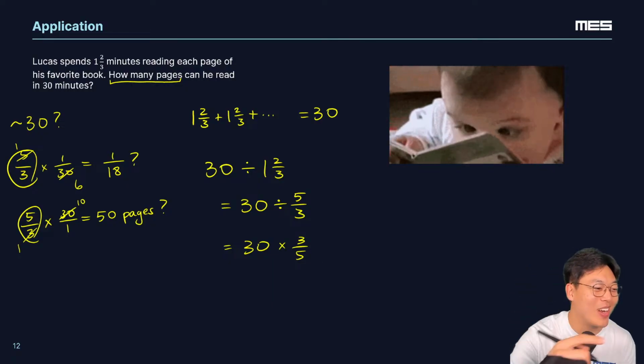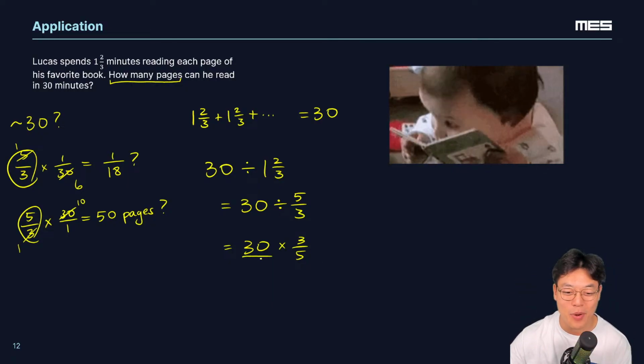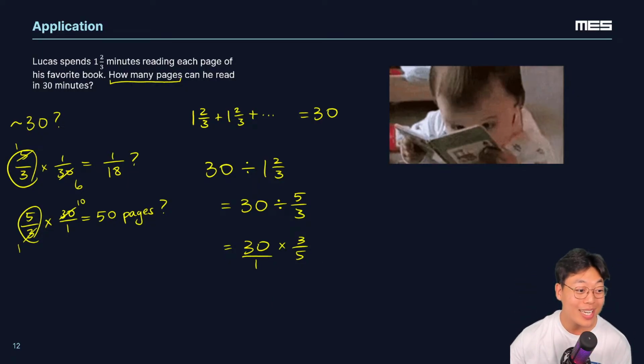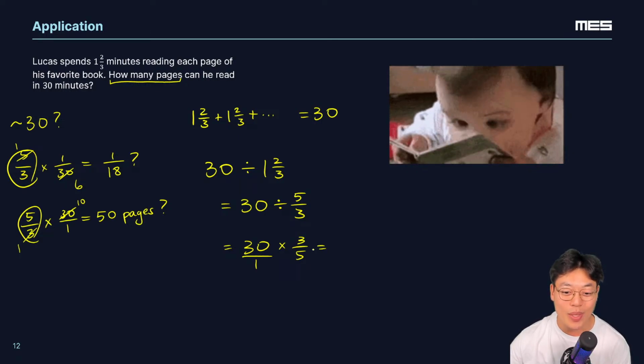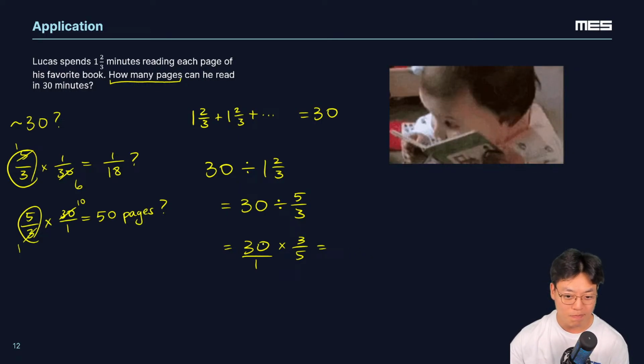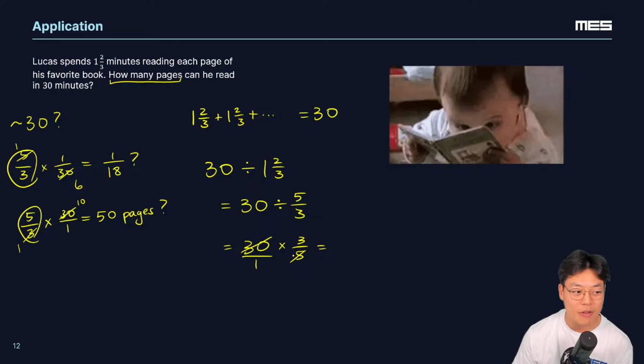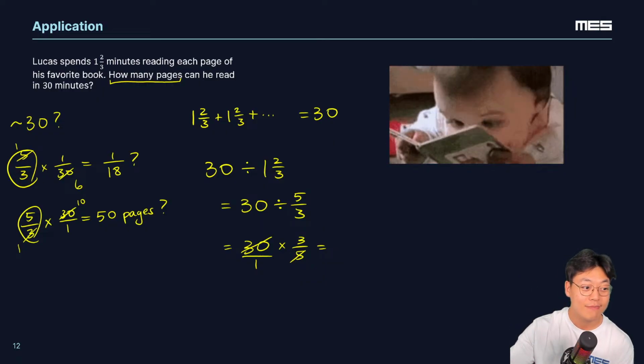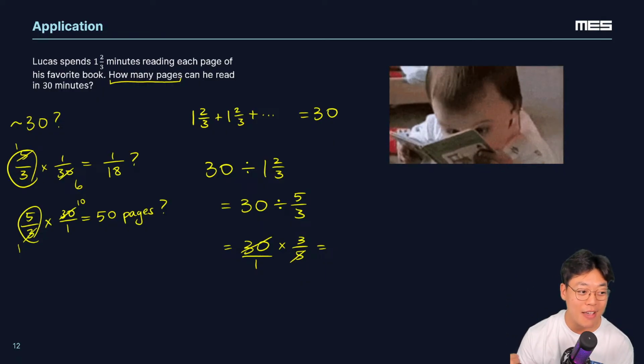Exactly. Great, Max. Great, Chloe. We remember 30 can be rewritten as 30 over 1. So now we can multiply across. 30 and 5 have a common factor of, what are both 30 and 5 divisible by here?